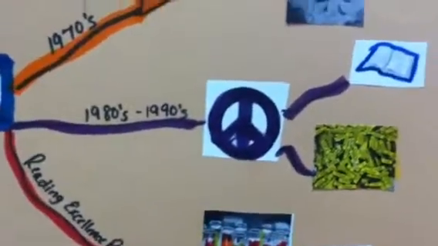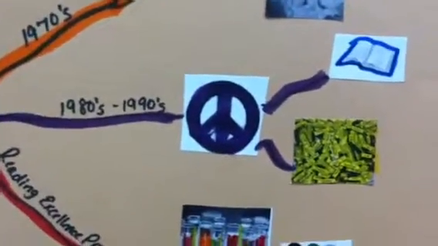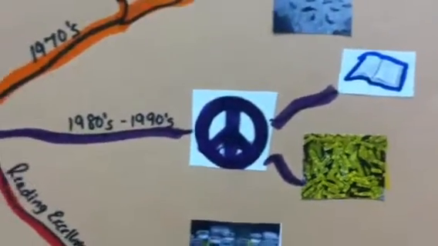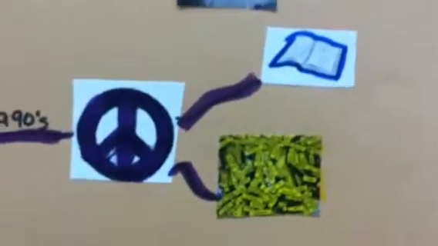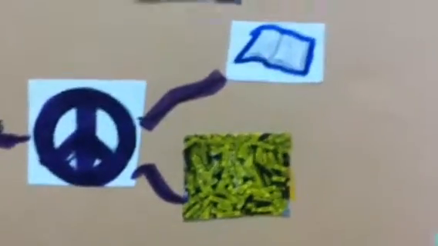I combined the 1980s and 1990s and put a peace sign because this is when the reading wars were ending. I put a picture of a whole book and then a picture of random words to represent the balance between phonics and whole language.